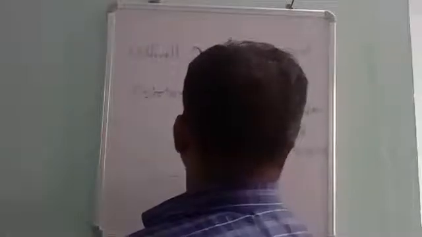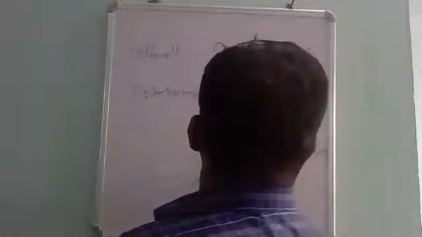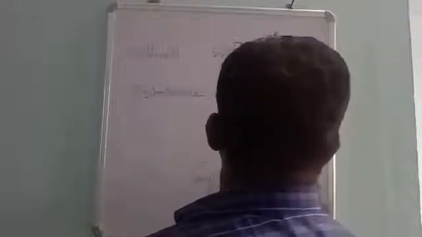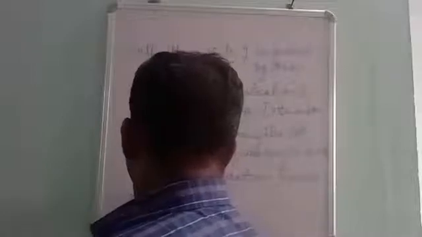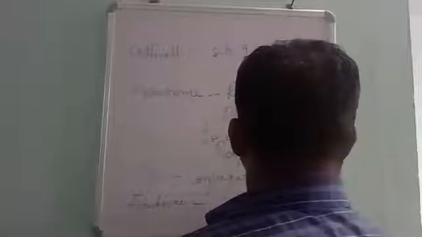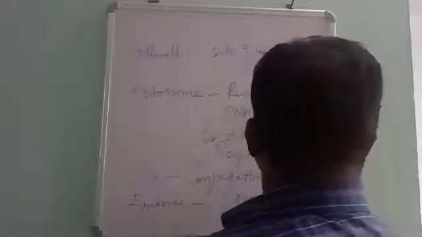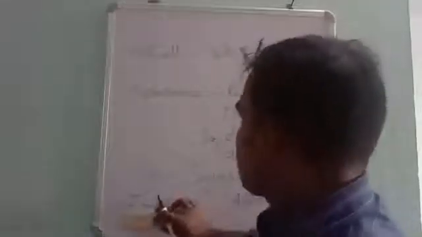Then the conjugation process. The pilus is analogous to the sex organ. Okay, conjugation process. Then fimbriae: attachment, attached to surface. These are the things you have to remember in case of a bacterial cell. Okay.